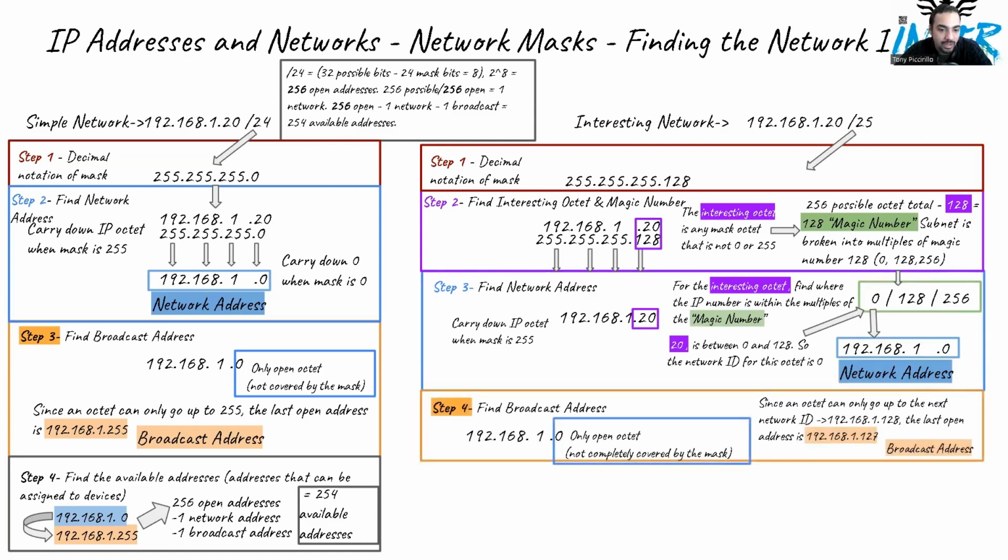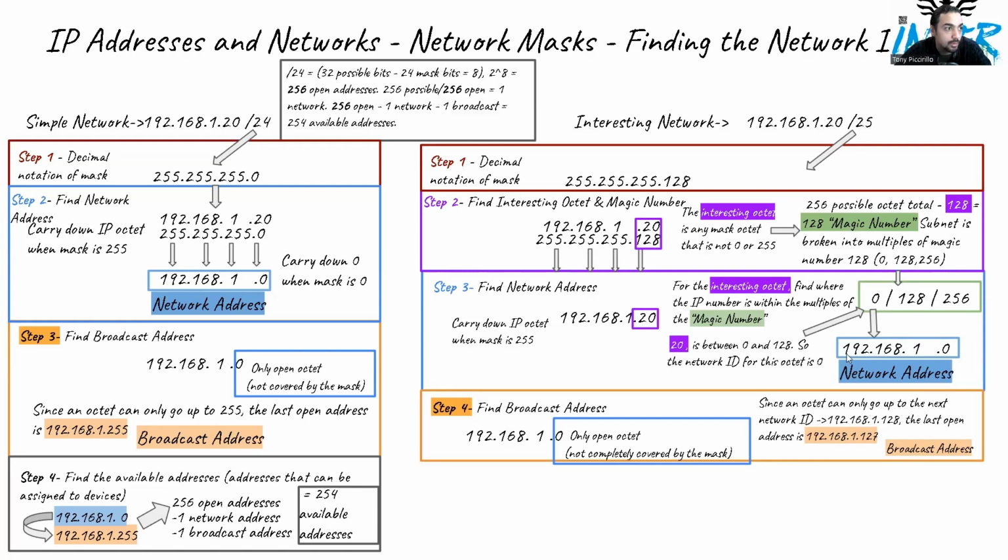So now that we have the network address, we need the broadcast. As we know, our last octet is the only one that can change. It's the only one in this case. So we know it can only go up to the next multiple of our magic number, which is 128, which would be the next network address. So that means the next network address is 192.168.1.128, leaving 192.168.1.127 as the last available IP in our subnet, making this now the broadcast address for this subnet.